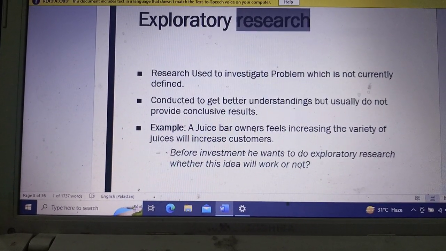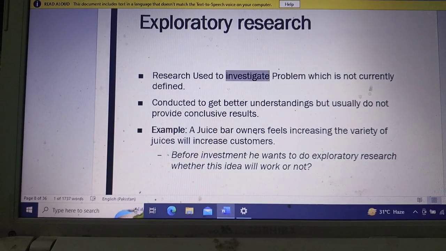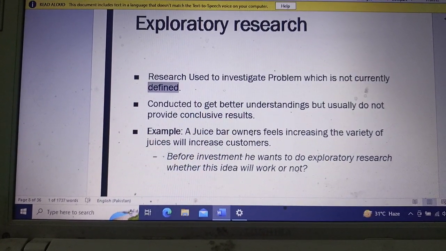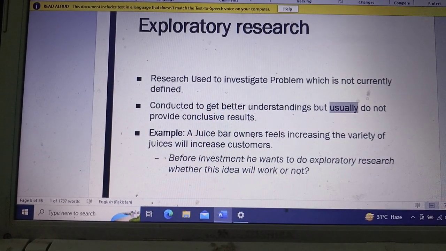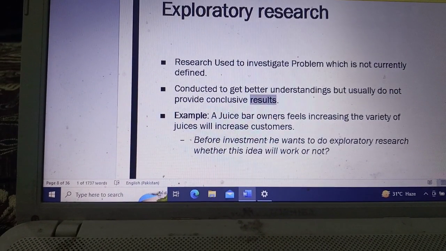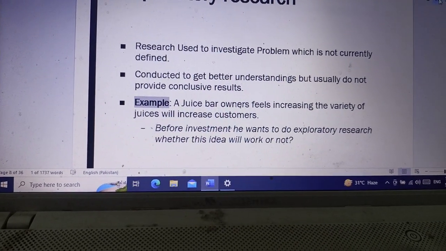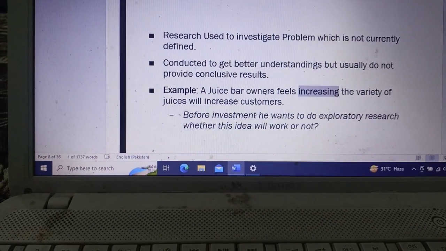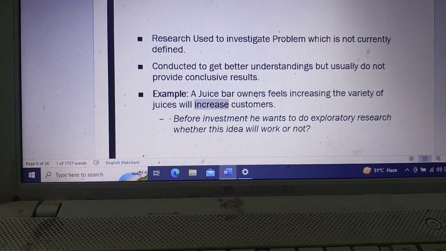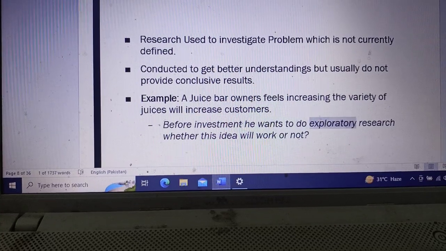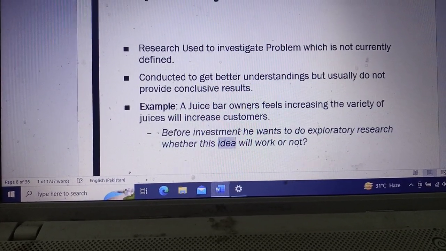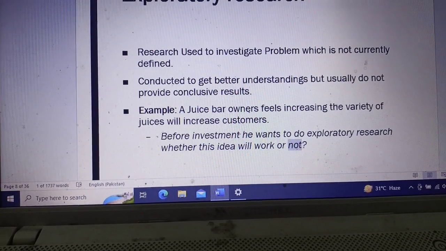Exploratory research. Research used to investigate a problem which is not currently defined. Conducted to get better understanding but usually does not provide conclusive results. Example, a juice bar owner feels increasing the variety of juices will increase customers. Before investment he wants to do exploratory research on whether this idea will work or not.